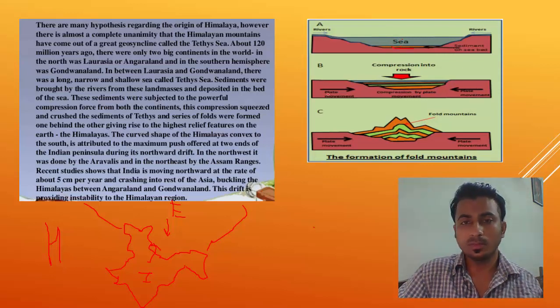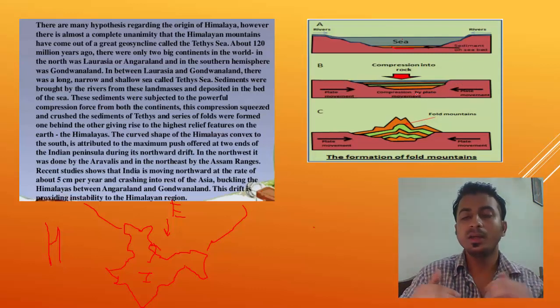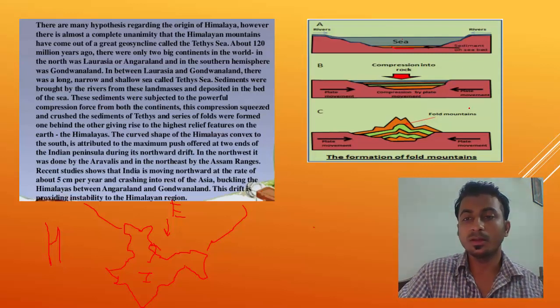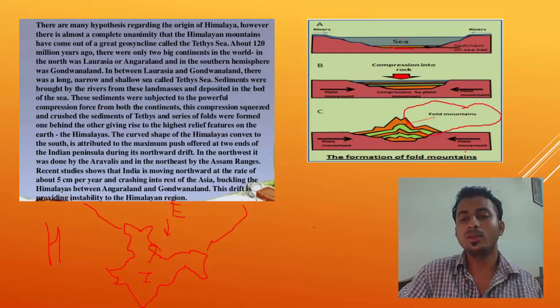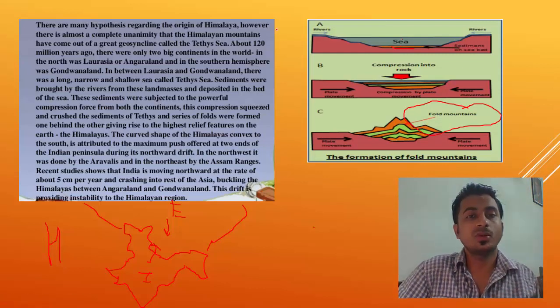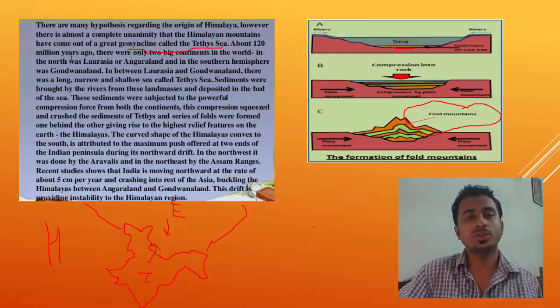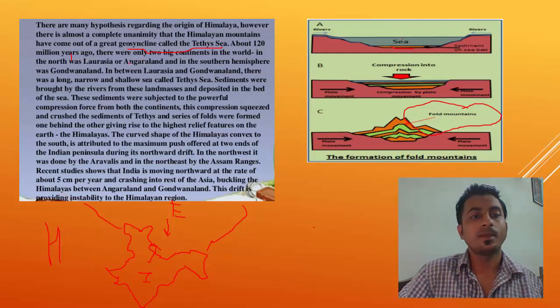Now these plates are moving towards each other. So compression is created, and when compression is created, fold mountains are formed, which is formed here. So I think you can visualize in your mind how they were formed when two plates move towards each other. So that's what they have written. They have written geosyncline called Tethys Sea. What is geosyncline? Geosyncline is an area where sediments are deposited. Now they have given 120 million years ago. No need to remember this.